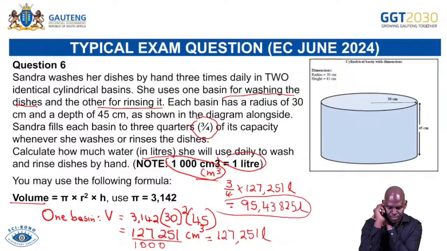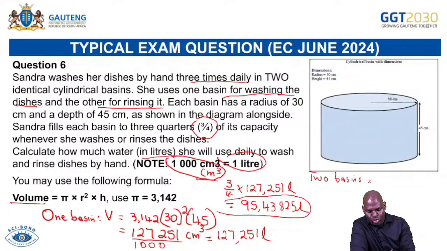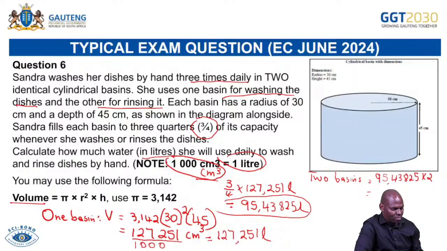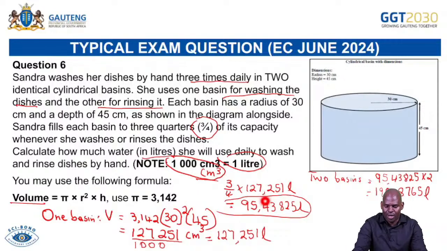Now let me go back to my information. My information says 3 times daily in 2 identical. So I'll say for 2 basins, it's going to be 95,43825, and then I just multiply by 2. So if I take that, I multiply by 2, then I get 190,8765 liters for 2 basins. Okay, by hand 3 times daily in 2 identical. So this is 2 of them. Right, so let me check. Sandra fills each basin to 3/4 of its capacity whenever she visits. Okay, calculate how much water she will use daily.